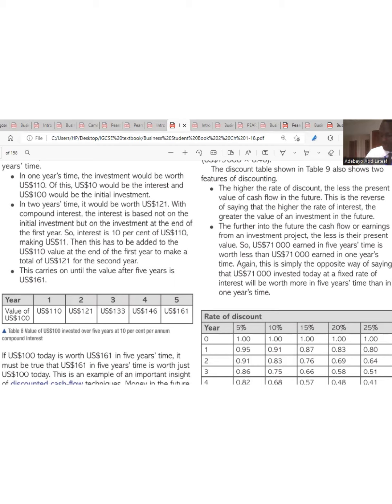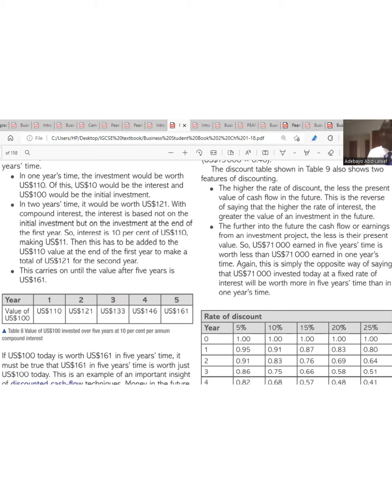So year one, we have 100 into 1 plus 10 divided by 100, which is 0.1. So 0.1 plus 1 gives us 1.1. So 1.1 to the power of 1 multiplied by 100 gives us 110. So in the first year, $100 will be worth $110. That means 10%. For year two, 100 into the bracket 1 plus 0.1, close the bracket, to the power of 2.